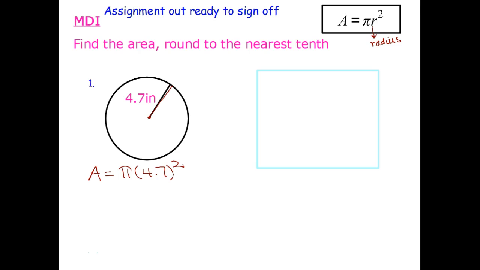And if you think about your order of operations, it says that you have to do exponents before you do multiplication. So we need to square this first, and then once we square that, we can multiply it times 3.14. So 4.7 squared is 22.09, and then we're just going to multiply that times 3.14.